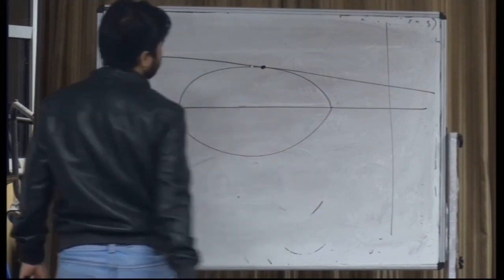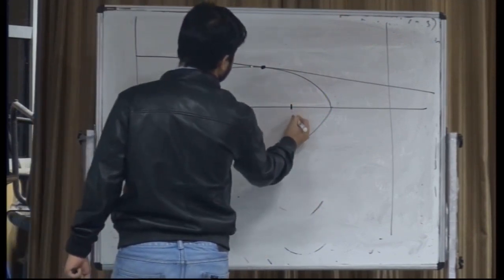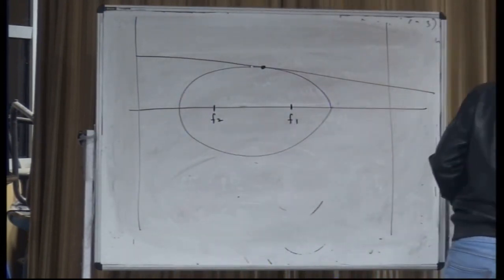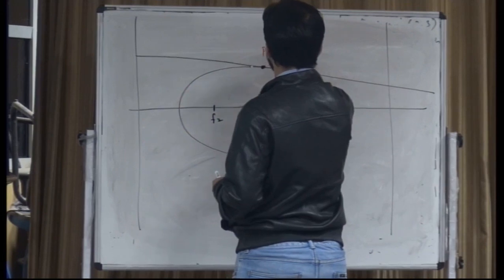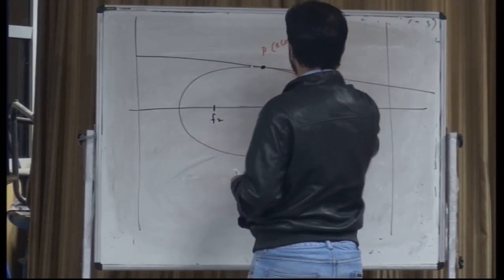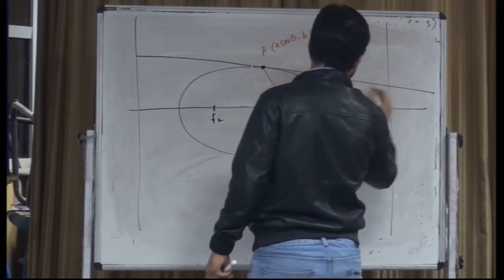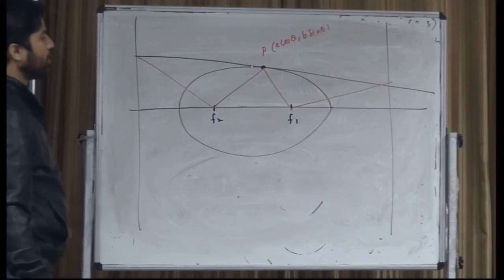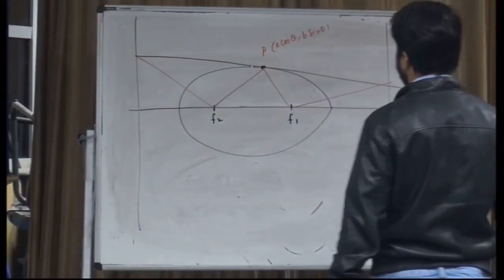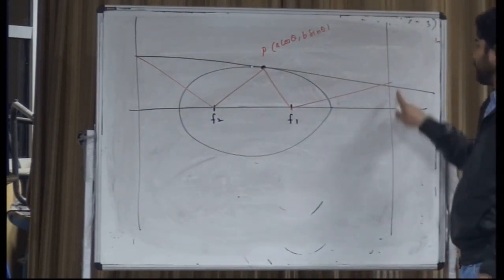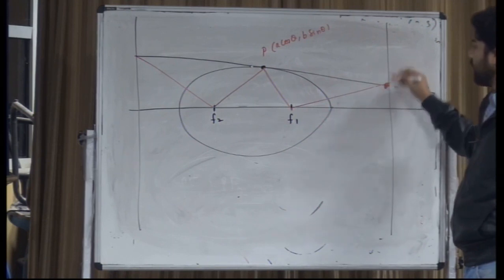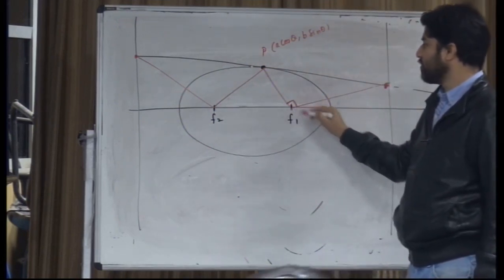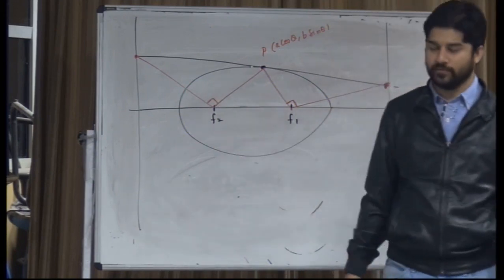This is the point of contact, okay? You have to prove that if there is a tangent at P, and the portion of the tangent intercepted by the directrix makes 90 degrees at the foci. You have to prove this.